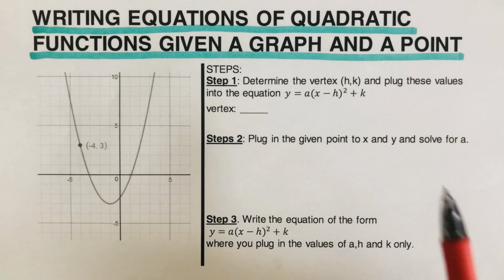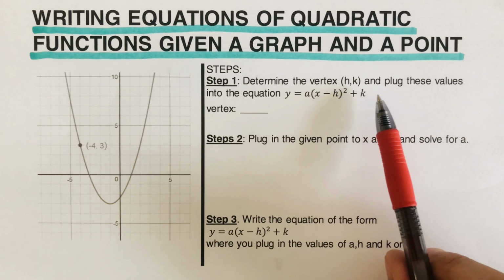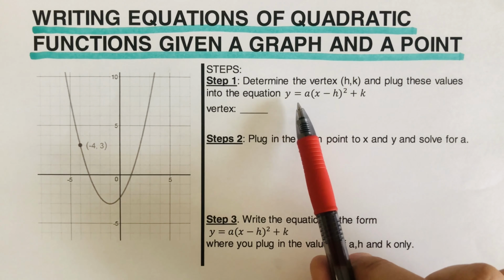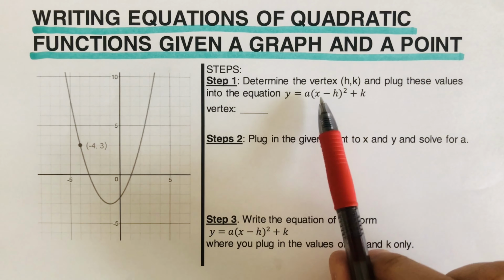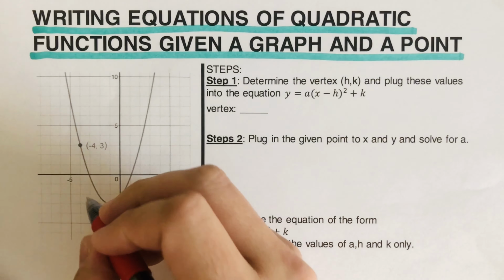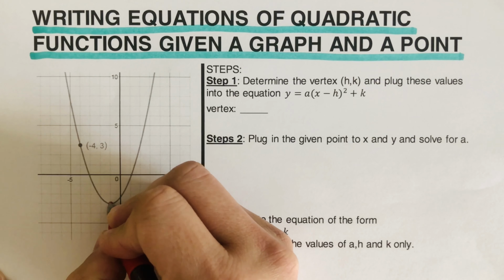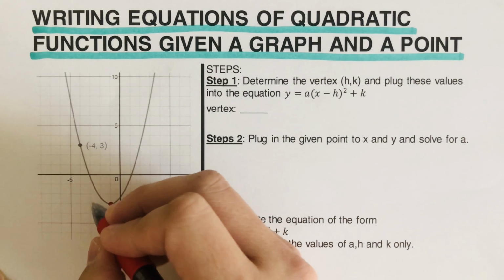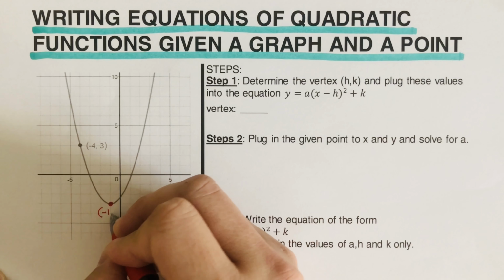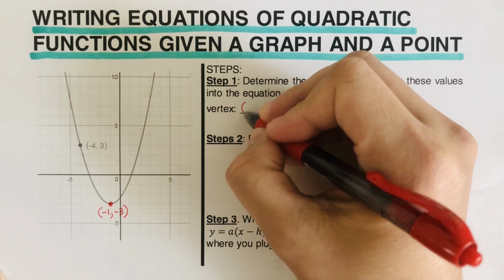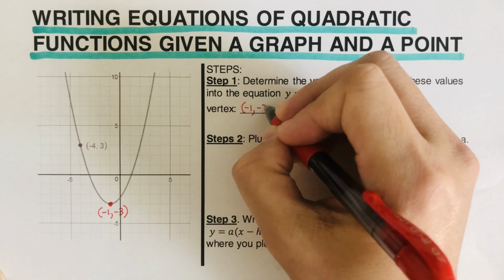So the first step is to determine the vertex (h, k) and plug these values into the equation, which is the graphing form: y equals a(x minus h) squared plus k. Okay, so we're going to look for the vertex, and this point right here is our vertex. So we're going to label this as (-1, -3). So our vertex is -1 and -3.